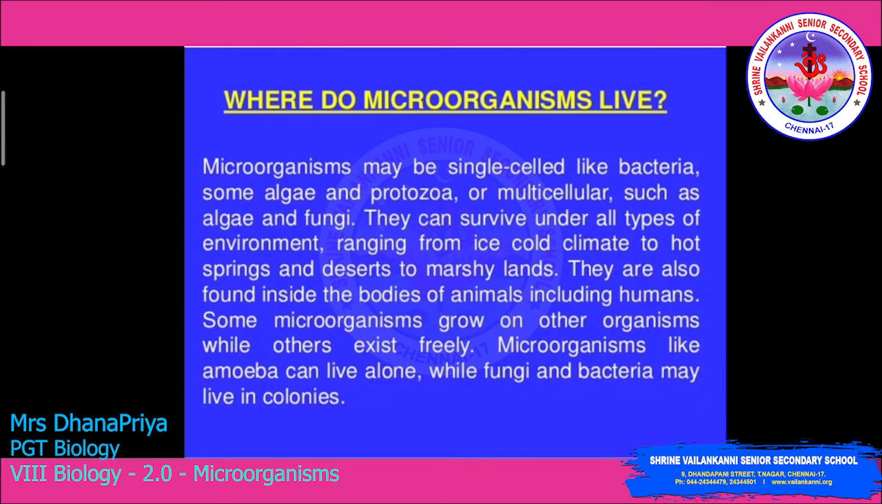Here you can see microorganisms are single-celled, like bacteria, some algae and protozoa, or even multicellular, such as algae and fungi. They can survive in all types of environments, ranging from ice-cold climates to hot springs, and deserts to marshy land. They are also found inside the bodies of animals, including humans. Some microorganisms grow on other organisms while others exist freely. Microorganisms like amoeba can live alone, while fungi and bacteria may live in colonies.